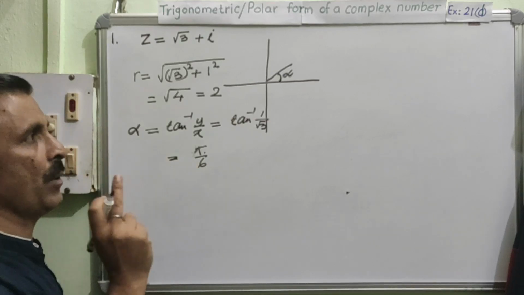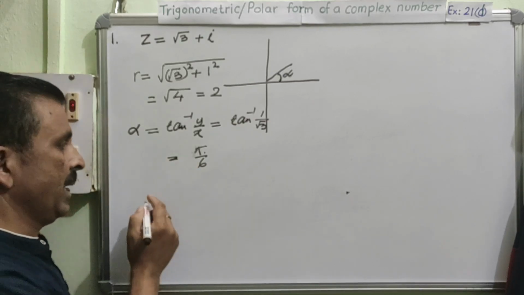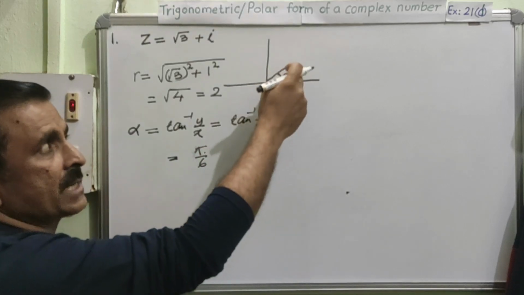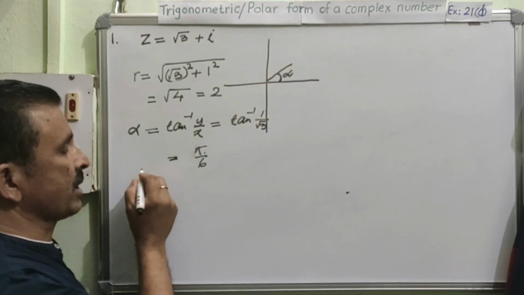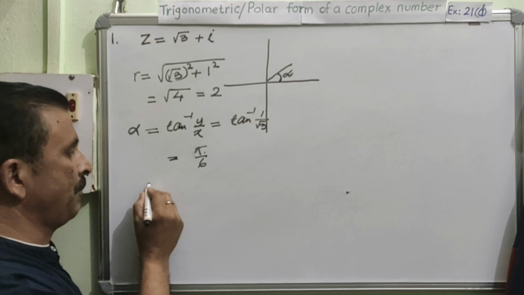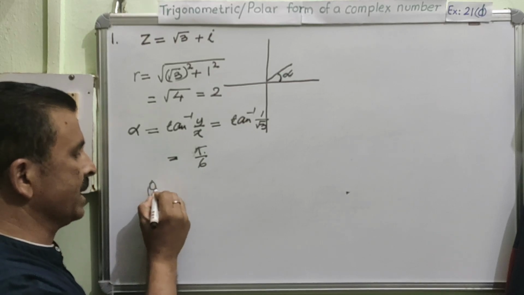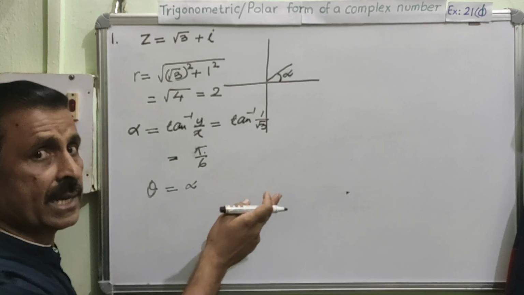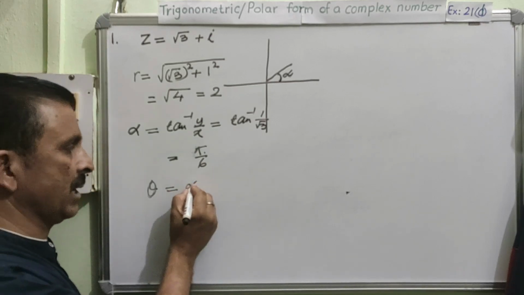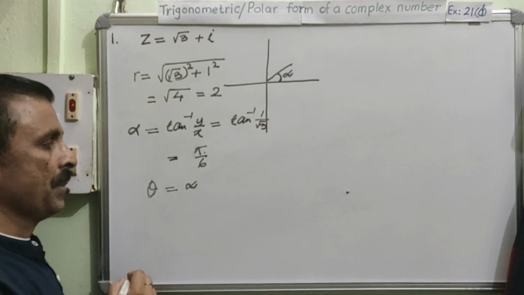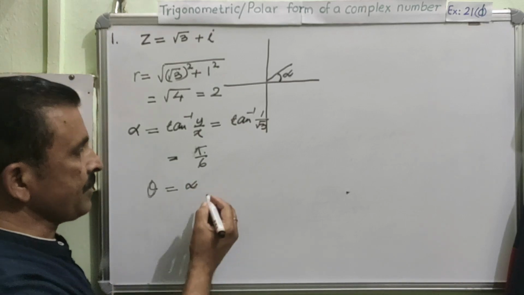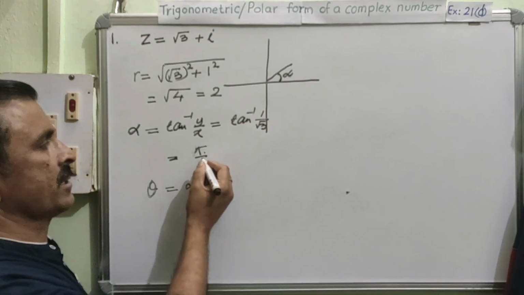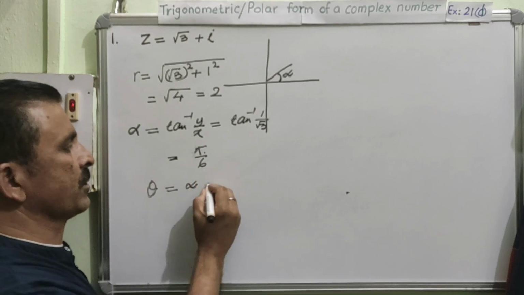With the help of this, now we are going to find out the amplitude. And since the complex number is lying in the first quadrant, the relation between theta and alpha is that theta is equal to alpha. I showed you the diagram, right? So from the diagram we know this relation. So theta is equal to alpha, and therefore theta is equal to pi over 6.